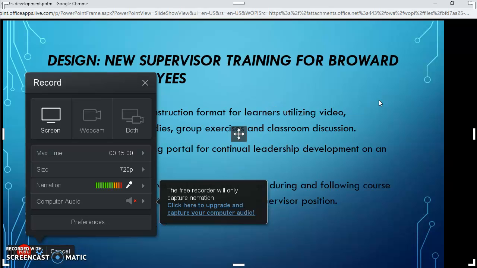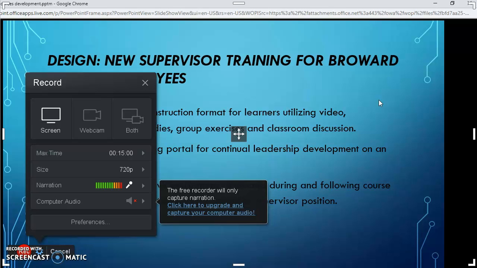In the design phase of my new supervisor training proposal, we will be utilizing a traditional classroom instruction format for learners. This will include the utilization of video presentations, case studies, group exercises, and classroom discussions among participants. We will also be utilizing hybrid online e-learning portals for continual leadership development on an annual basis with program participants.